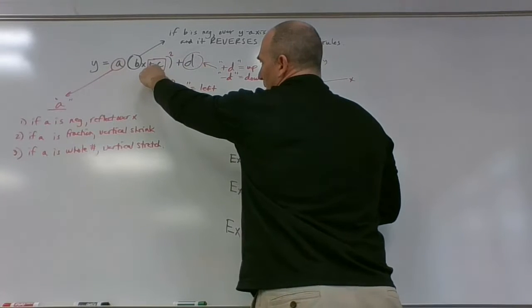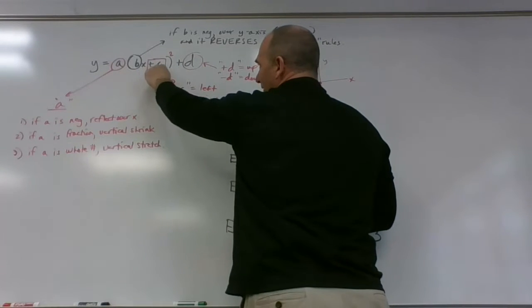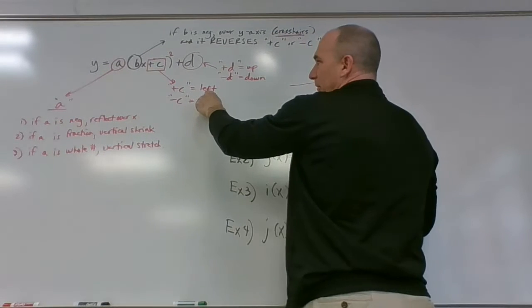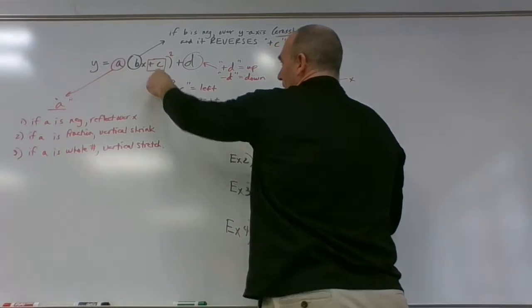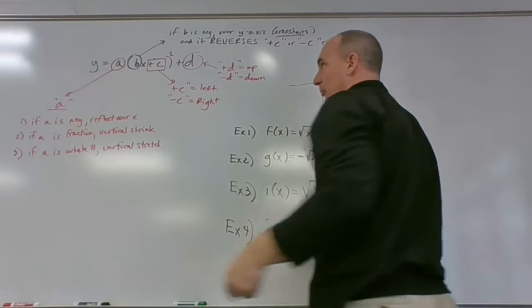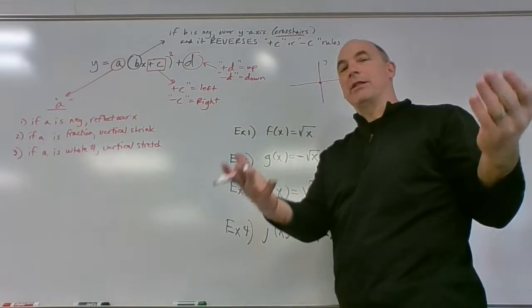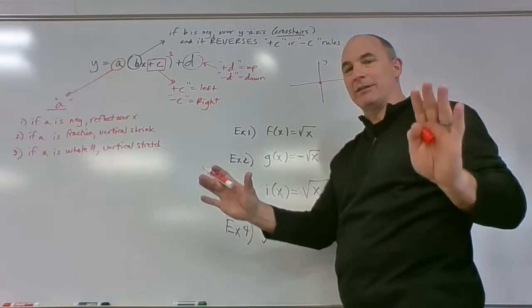So the rule for C is, if it's a positive C, it's going to move it left. Just the opposite of what you would think. If it's a negative C, then it would move it right. Now, there's a big, long reason for that. If I have you in class, ask me to explain it, but I'm not going to take up this video to do that.